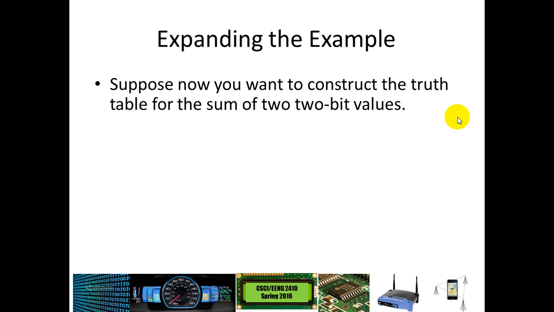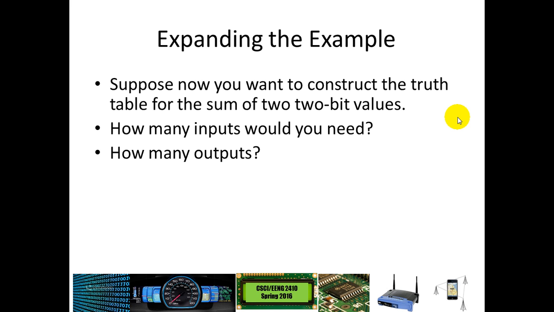So let's expand that. Now let's think about if we wanted to add 2 different 2-bit values together. How many inputs would we need? Well, if each of the values being added together are 2 bits, you'd need a total of 4 input bits. Then how many outputs would we need? Well, we'd have to think about what are the possible values of the sums of 2 bits. If those 2-bit values were added together, what's the smallest possible value we could get? Again, both of them could be 0, 0. So the smallest possible sum would be 0, so that can be represented with just 1 bit.